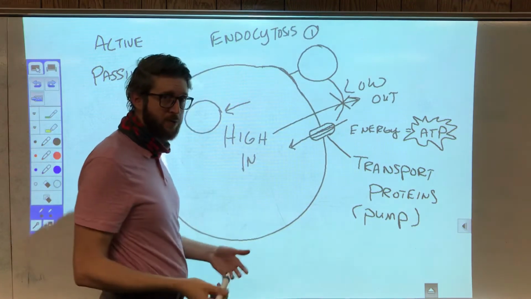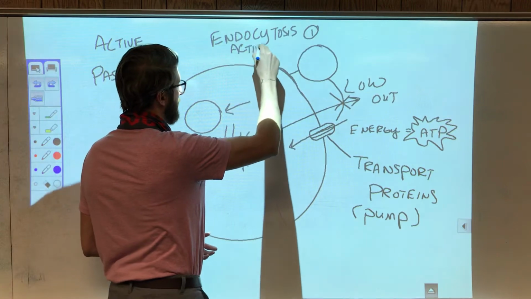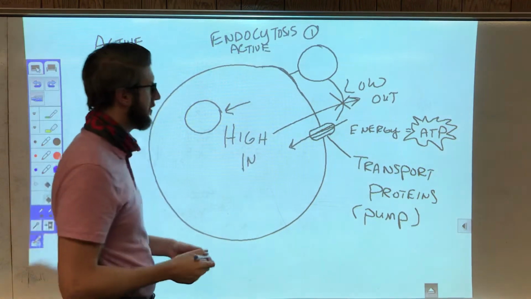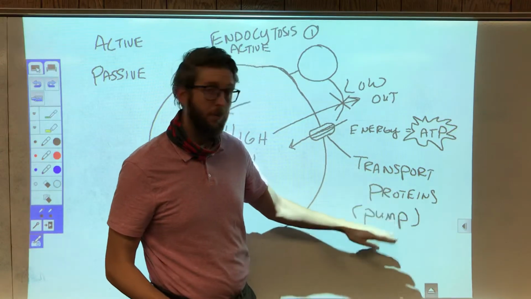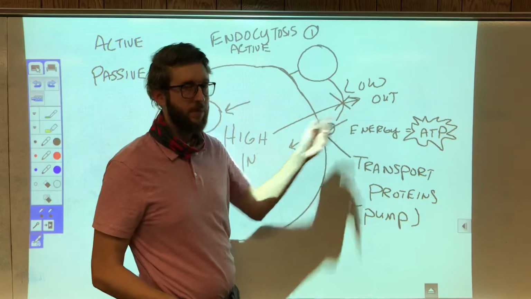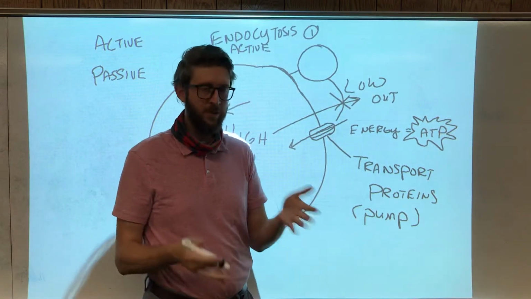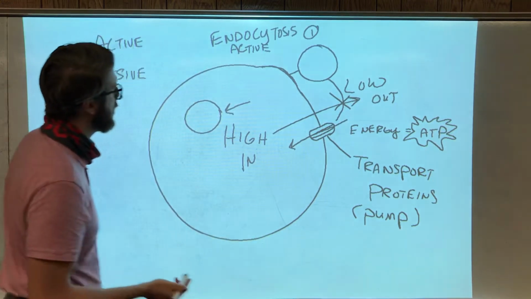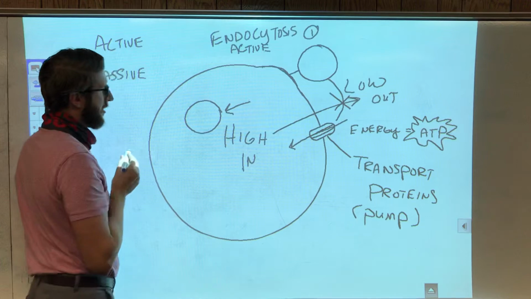It still requires energy, so it is a form of active transport. Okay? But the difference between this and moving it through a pump is just that it's too big to go through the pump. That's the only difference. That's why I said size. The difference is just the size of the thing you're trying to move. Okay, so that's endocytosis, bringing it in.